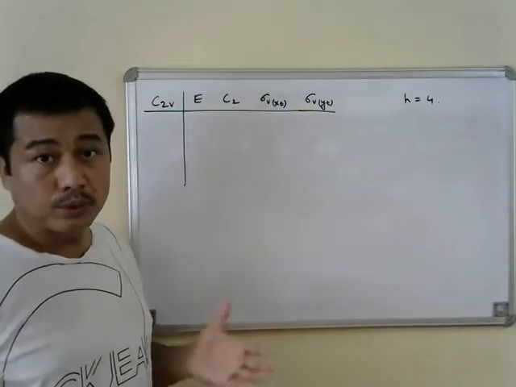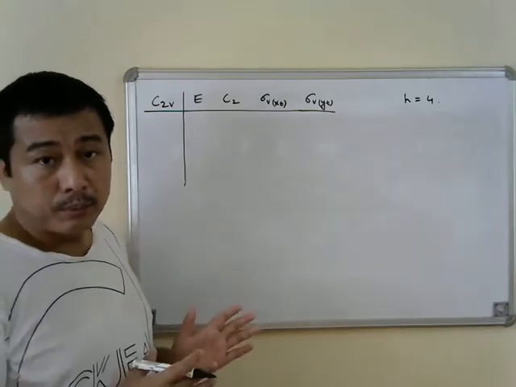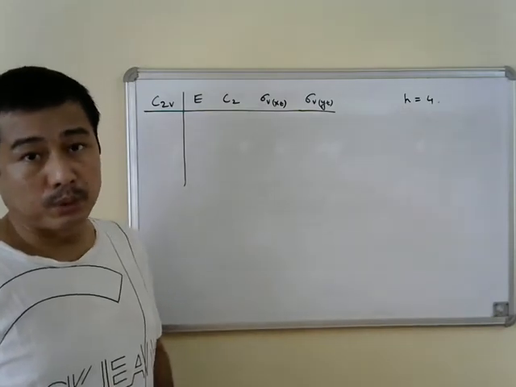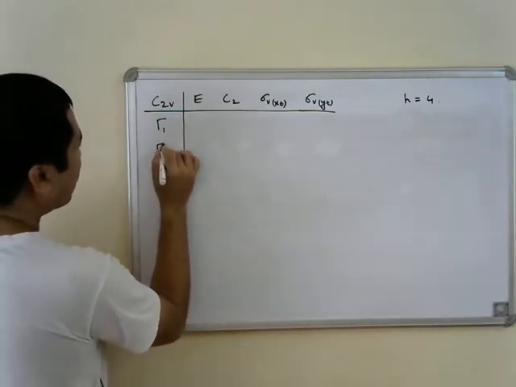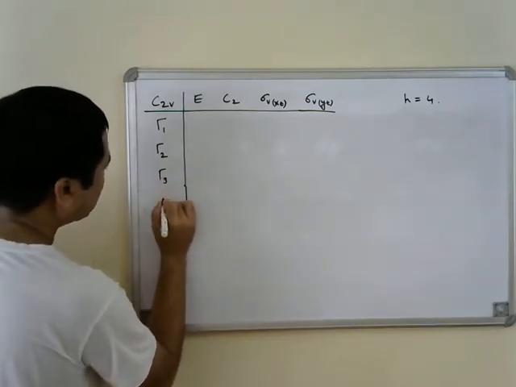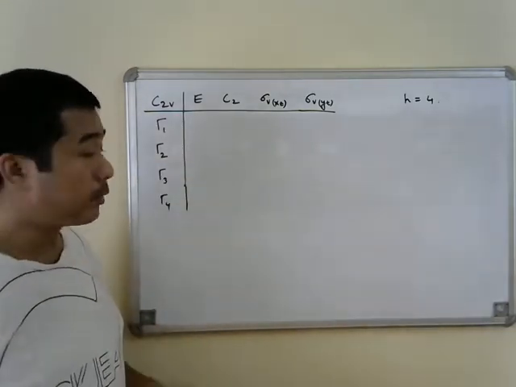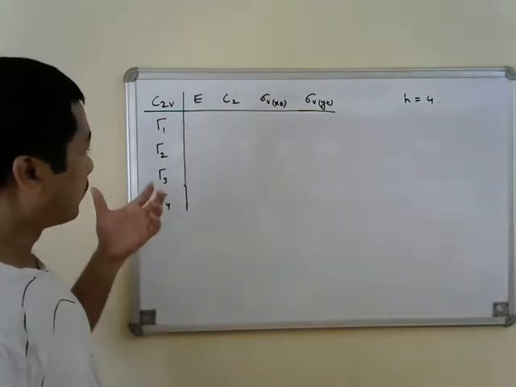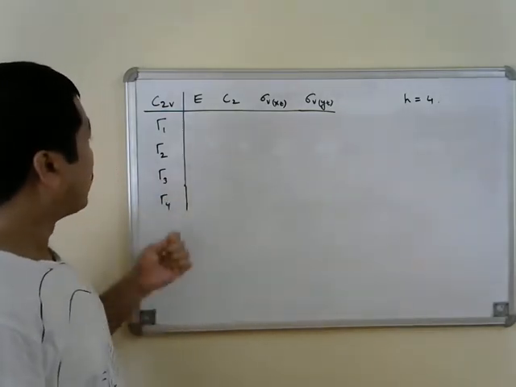So from the 5th rule we can now easily tell that since there are 4 classes in the C2V point group, there must be 4 irreducible representations in the C2V point group. So we know the number of irreducible representations in the C2V point group. Let's denote these irreducible representations as gamma 1, gamma 2, gamma 3 and gamma 4, since we know that there are only 4 irreducible representations in the C2V point group. Then let's find out the characters of the matrices for the different irreducible representations in the C2V point group.